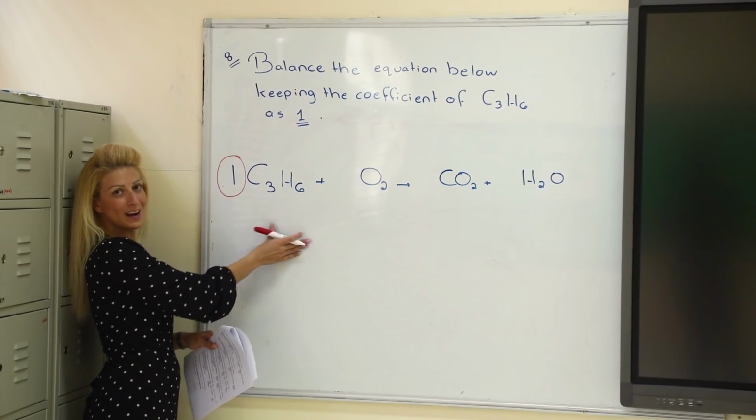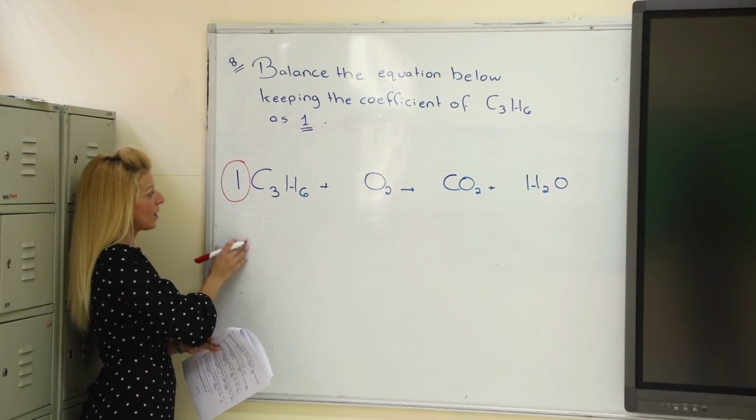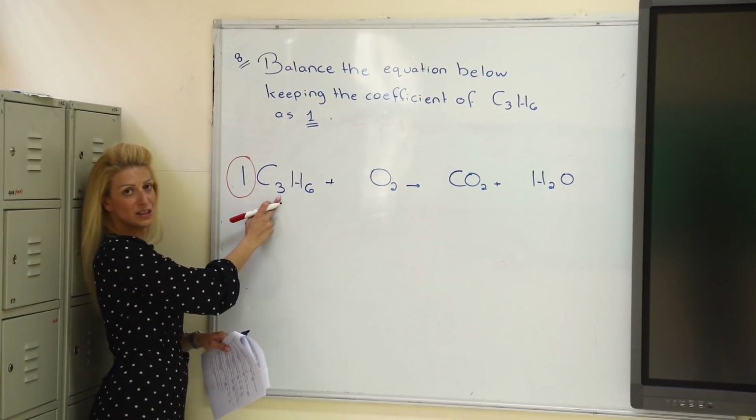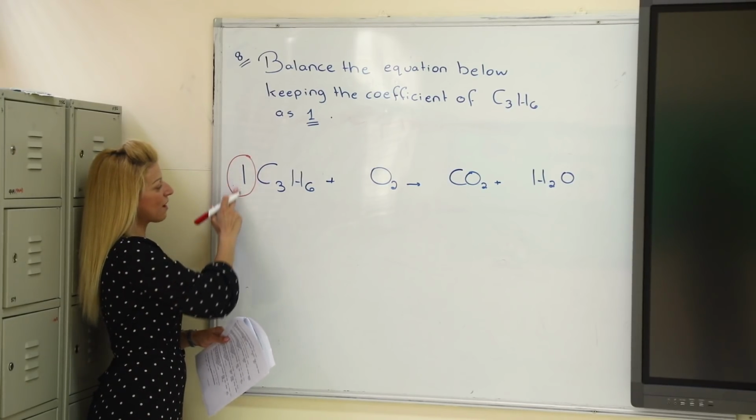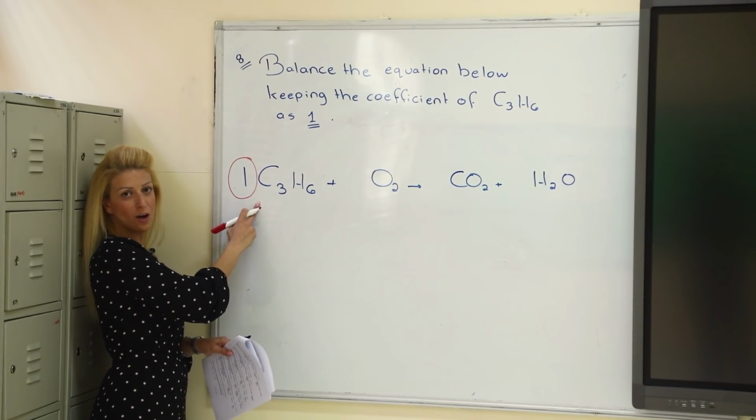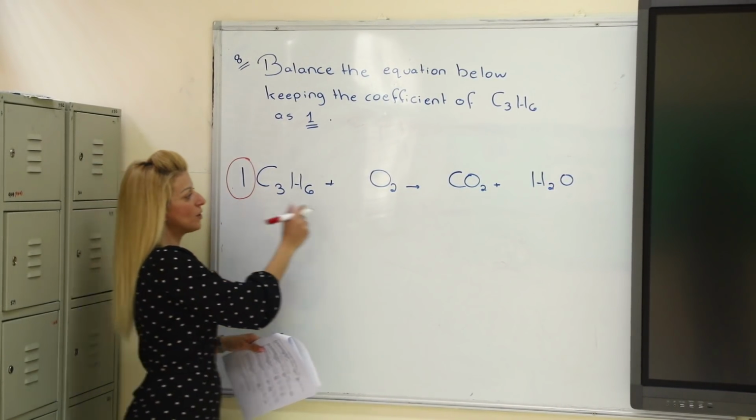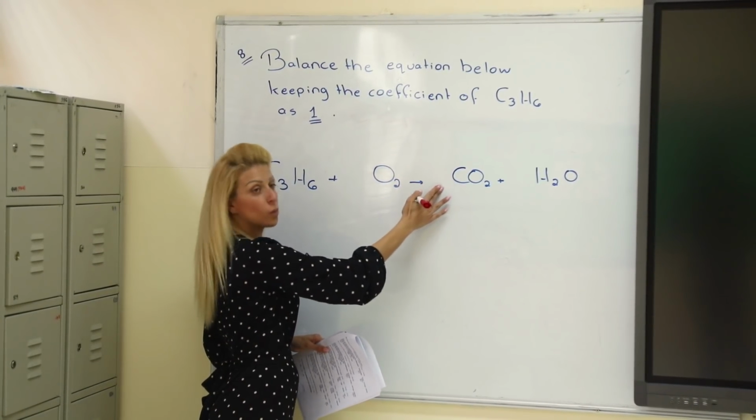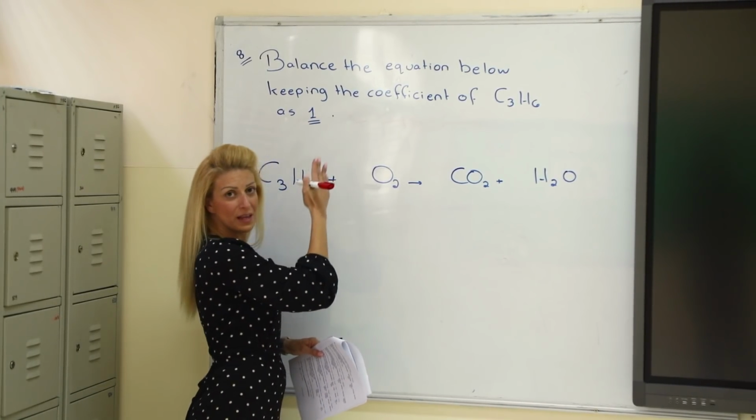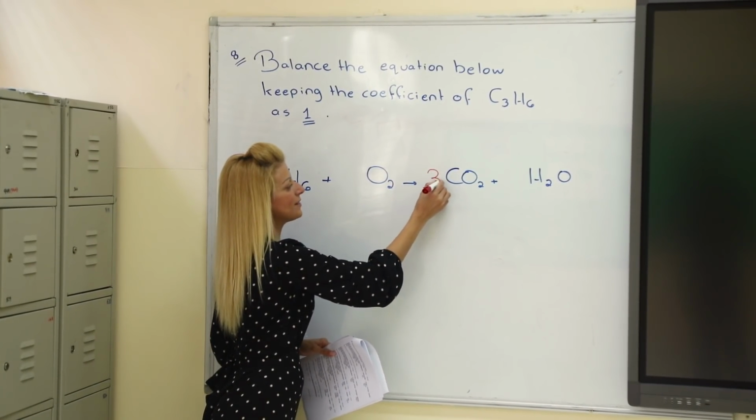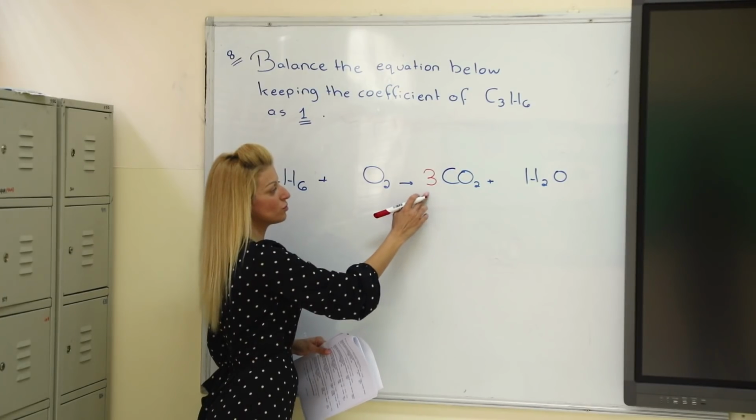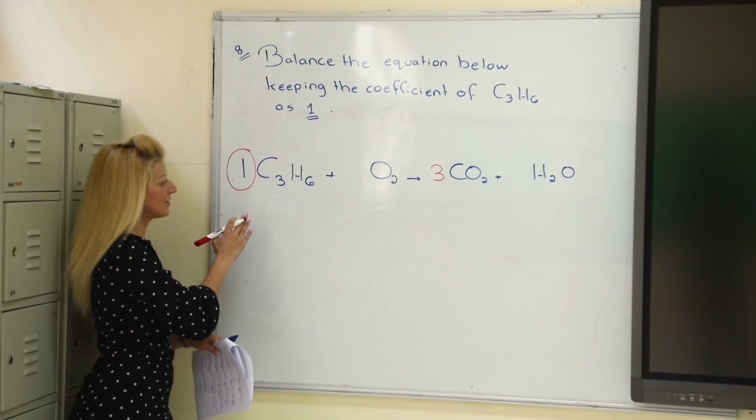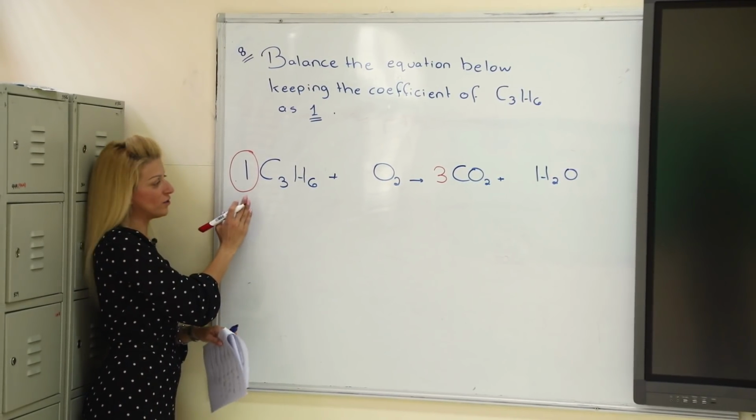So if we look at the left side of this equation, we have 1 C3H6. 1 times 3 is 3. So we have 3 carbon atoms on the left side, and we only have 1 on the right. If we don't write anything, we mean 1. But we need to make them equal, so I will place a 3 in front of the CO2 to make the number of carbon atoms 3, which is the same as the left side of the equation.